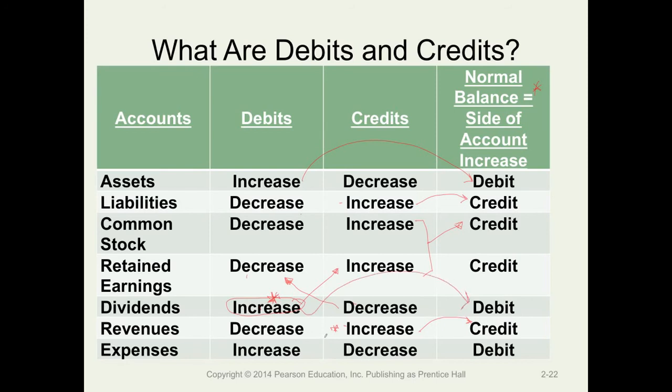Expense is the same thing. It's counterintuitive. When I increase an expense, I reduce equity. So therefore, I debit expenses to increase them. Normal balance of an expense is a debit balance.